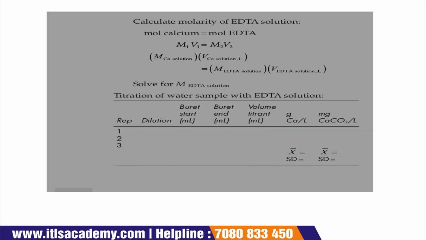Now we have to calculate the molarity of the EDTA. For this, we know that the molarity of the calcium is equal to the molarity of the EDTA. Now M1V1 is equal to M2V2, where the first is the molarity and volume of the calcium, and this is the molarity and volume of the EDTA. With the help of this we find the molarity of the EDTA solution.